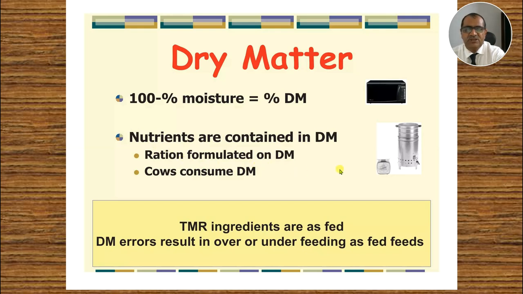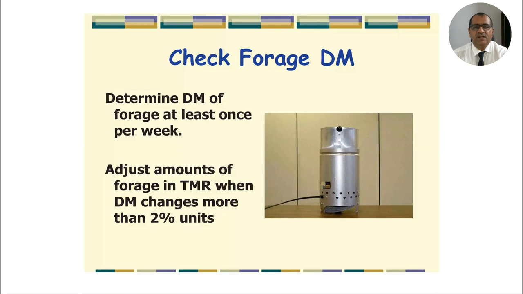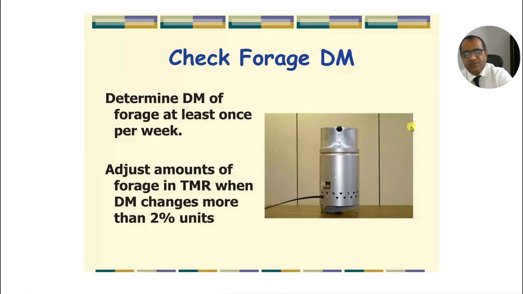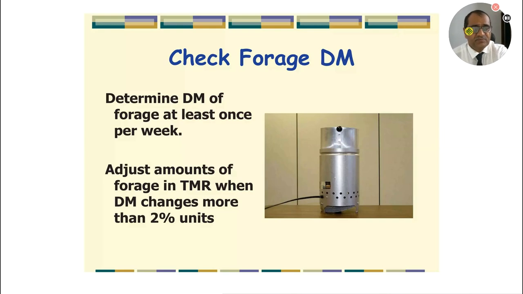Then in ration formulation, cows consume dry matter, so it is calculated on that basis. If the TMR ingredients are taken as fed, the dry matter errors result in over or under feeding. Both are possible. Hence, one needs to be a little careful and calculative with dry matter. Also check the dry matter content of the forage, very importantly, because the dry matter content of the compound feed or concentrate is very low.